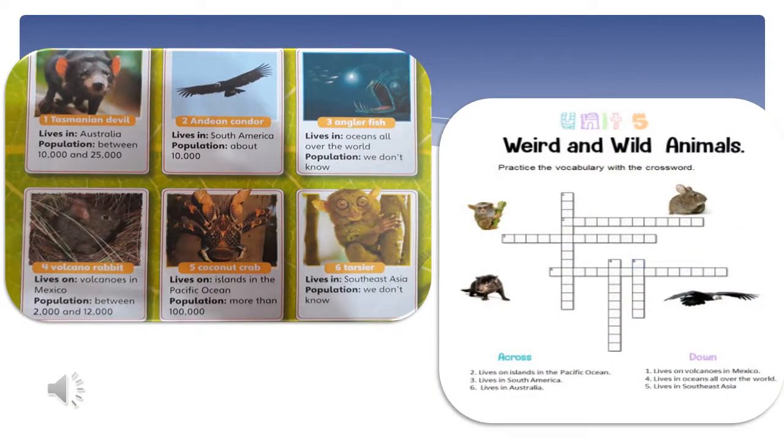Now guys, we have the last activity and it is a crossword. I send you with this presentation a PDF and that PDF is a crossword about weird and wild animals. You are going to answer this crossword according to the information that you have in your student's book in the page 74 and according to the information about each animal. Okay, so you need to read the page 74 and then you are going to try to answer the crossword.